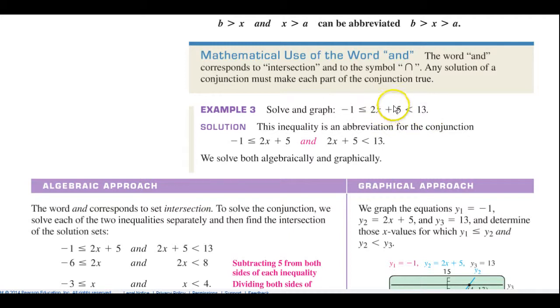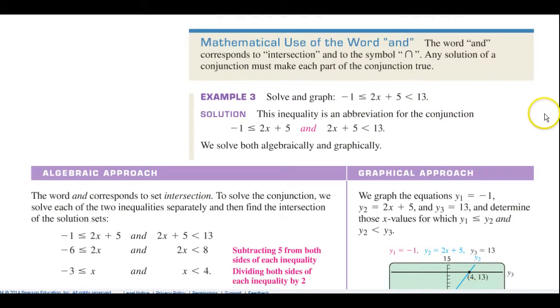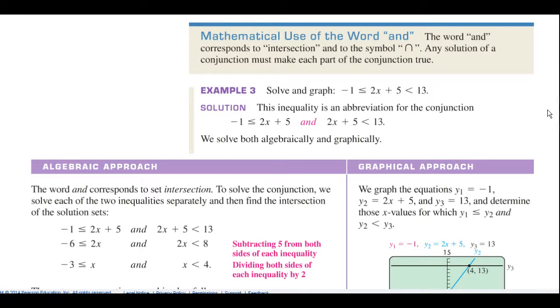Now, since it's in the middle, it happens to be an "and". So we can think of it this way: this part and this part. Well, this part and then this part. Now, when we solve it, again, there is a strategy for it. And let me give you my interpretation of it. And the book is saying things very similar.